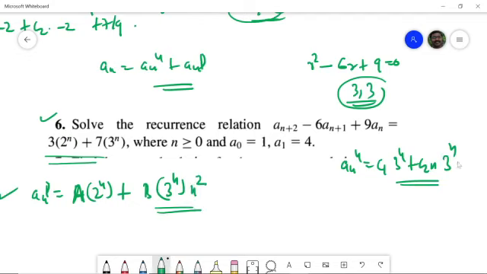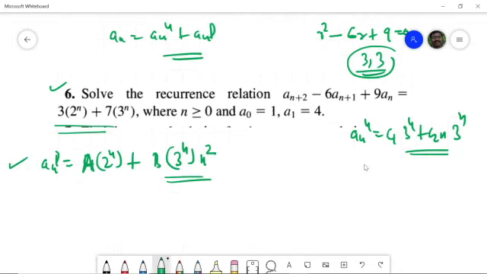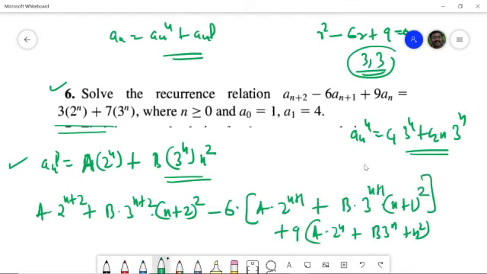In order to find the value of a and b, you just apply this in the given equation. So your a(n+2) would be simply a into 2 raised to n plus 2 plus b into 3 raised to n plus 2 into n plus 2 square, minus 6 into a(n+1), which is a into 2 raised to n plus 1 plus b into 3 raised to n plus 1 into n plus 1 square, plus 9 into a(n), which is nothing but a into 2 raised to n plus b into 3 raised to n plus n square. Now the value of this is actually equal to 3 into 2 raised to n plus 7 into 3 raised to n.